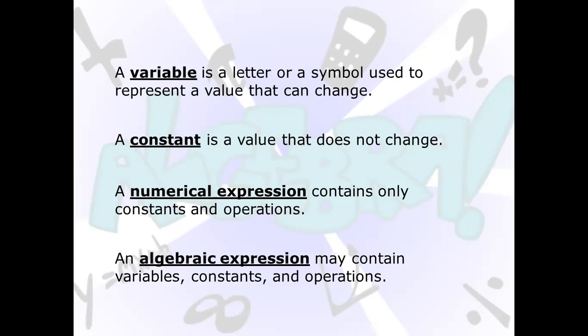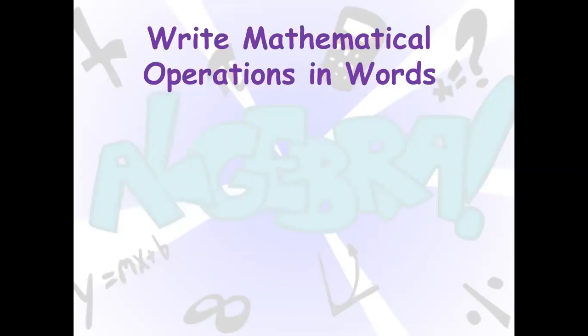So these are the words you need to remember. A variable is a letter or a symbol that can be changed. A constant is a value that does not change. Numeric expression has only constants, that is only numbers, and the operations. Then algebraic expression has variables as well as constants as well as operations. Okay, now let's move on and see the important part of this lesson. How do we write mathematical operations in words?